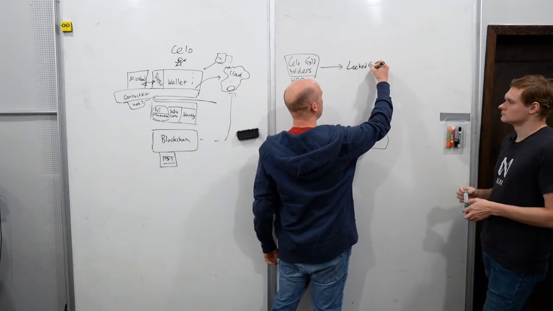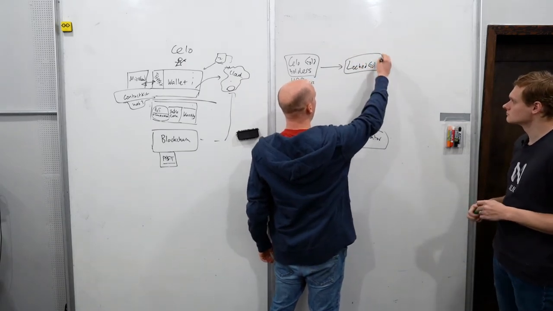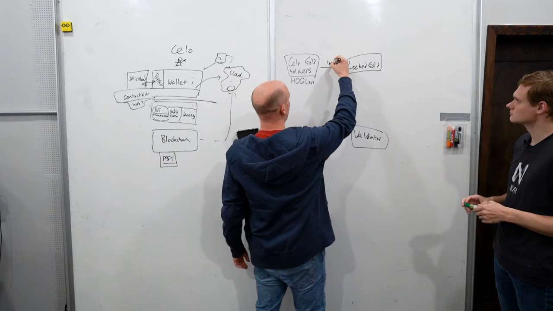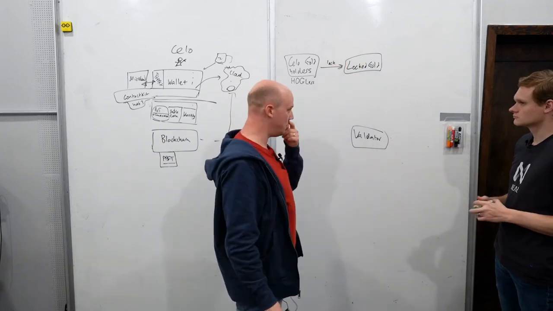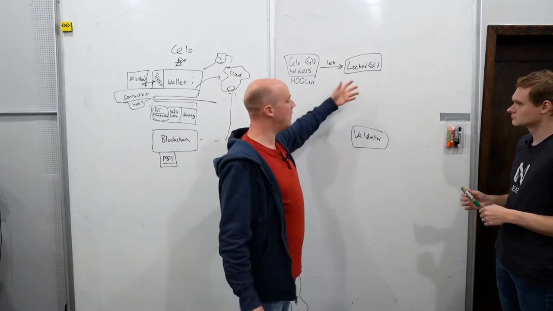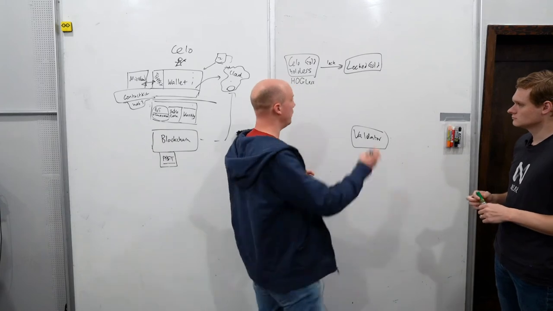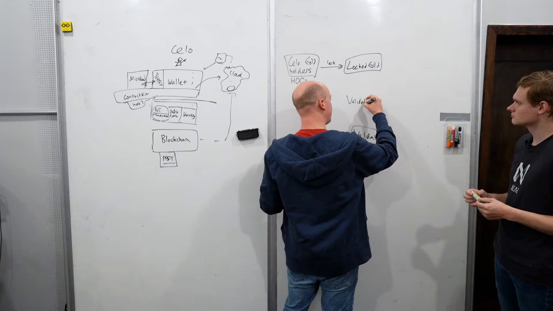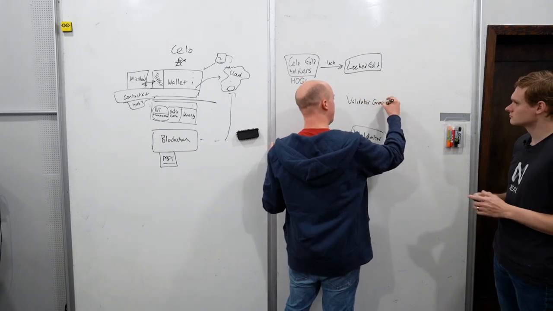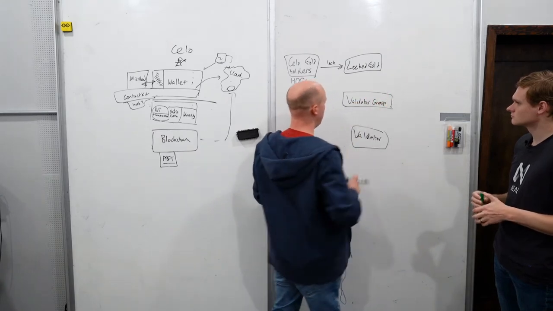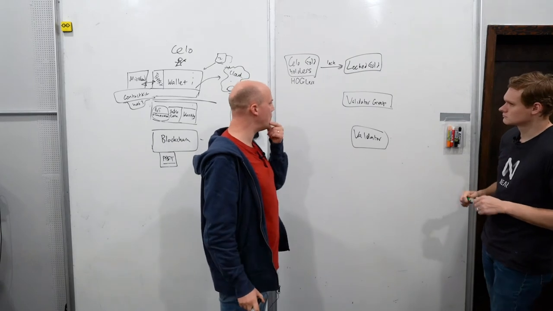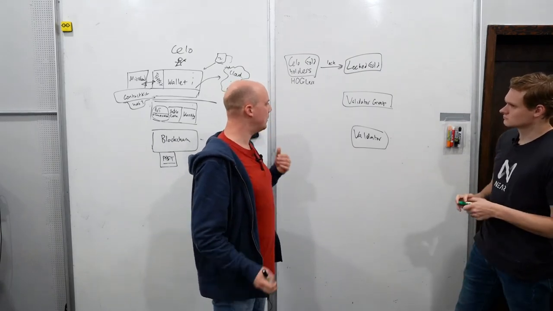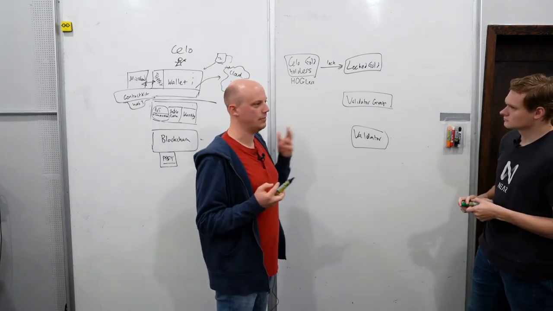So we have a locked gold contract. You basically lock some gold in the locked gold contract, and that allows you to vote. But what you're voting for is actually a validator group. And a validator group is a new concept, which I don't think any other network really has, which is, I guess, a wrapper around a set of validators.